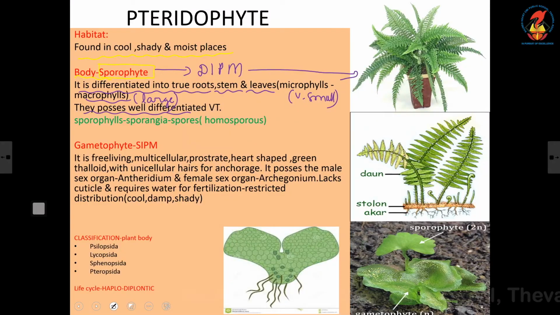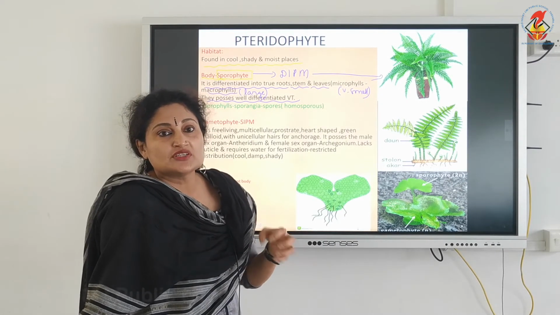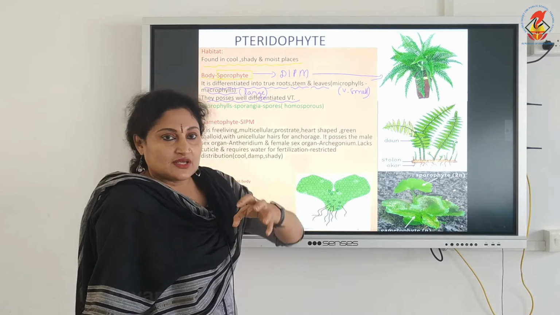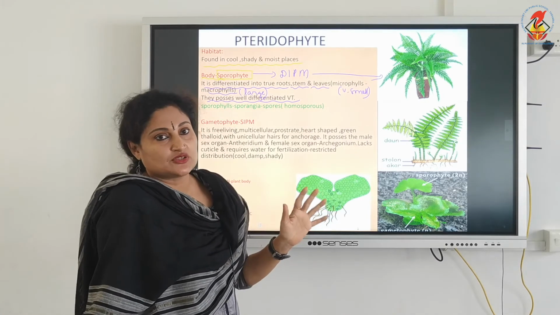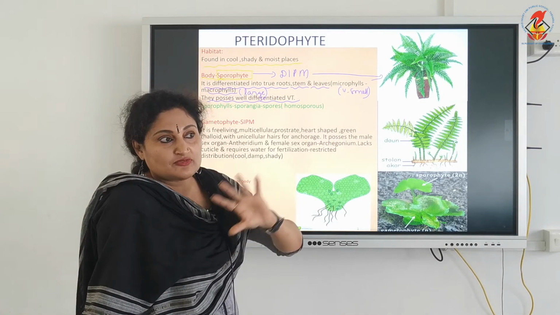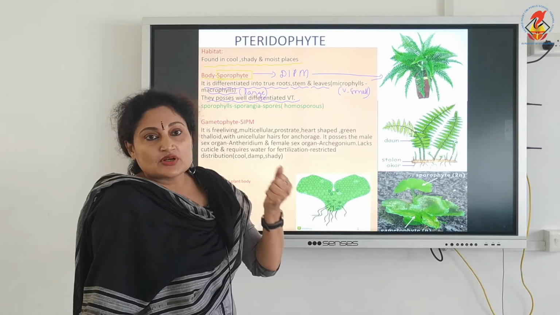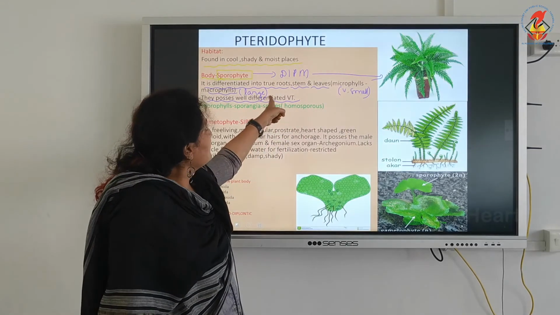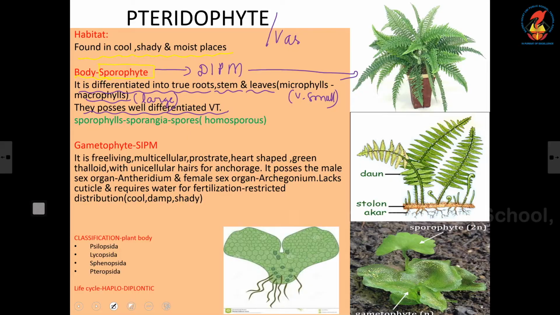So micro or macrophylls are called the leaves. They possess well differentiated vascular tissue. So what does this mean? Algae and bryophytes did not have vascular tissue. They absorbed water directly with the help of rhizoids. Bryophytes, with the help of rhizoids, drew the water. So they lack vascular tissue, very important. Bryophytes, though they are found on damp surface, use water for fertilization. Water is obtained with the help of rhizoids, not with the help of vascular tissue. Vascular tissue is appearing in pteridophytes. Therefore, pteridophytes are also known as vascular plants.